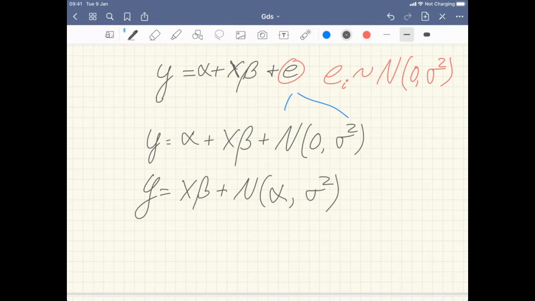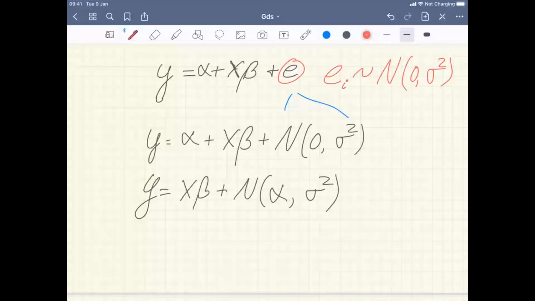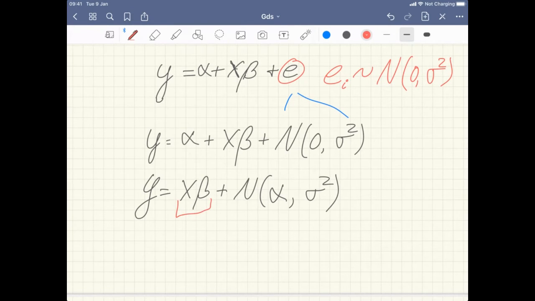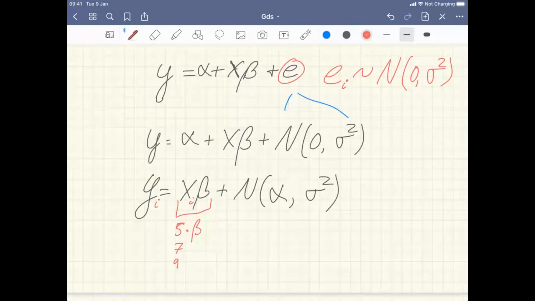Now the very last realization is that x beta changes for every x value, right? So if this is a single observation, xi might be 5, but beta is constant for everybody. So this is going to be 5 times beta. This is going to be 7 times beta. This is going to be 9 times beta.